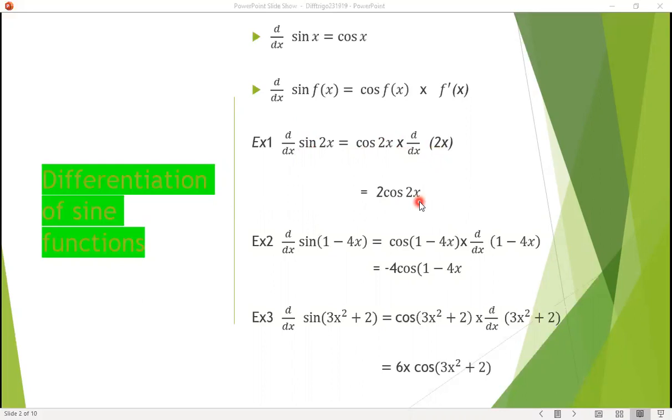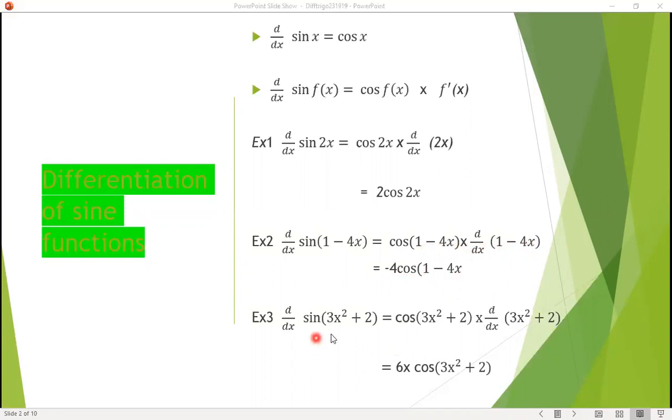Second example, differentiation of sine of bracket 1 minus 4x. The same principle, differentiation of sine fx is cos fx multiplied by the differentiation of fx. So here it's cos of bracket 1 minus 4x, multiplied by the differentiation of 1 minus 4x. Differentiation of 1 minus 4x is minus 4. So the answer is minus 4 cos 1 minus 4x.